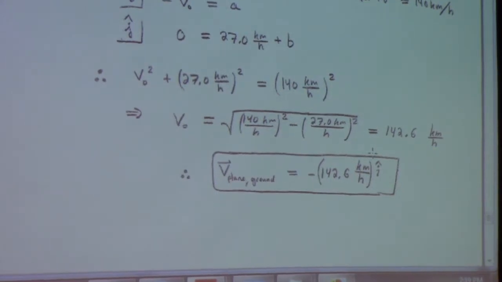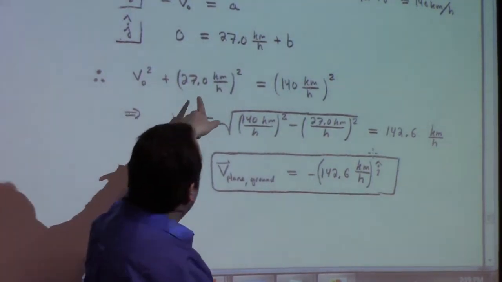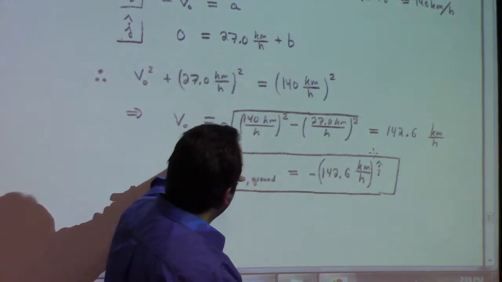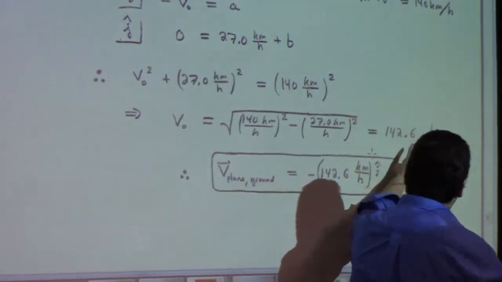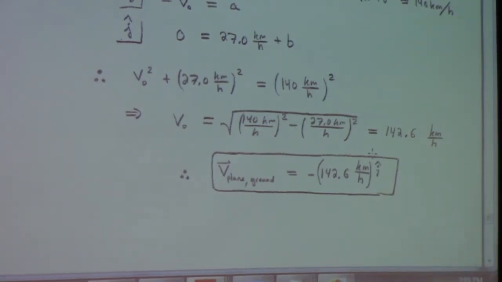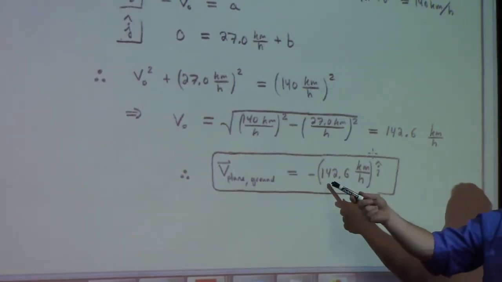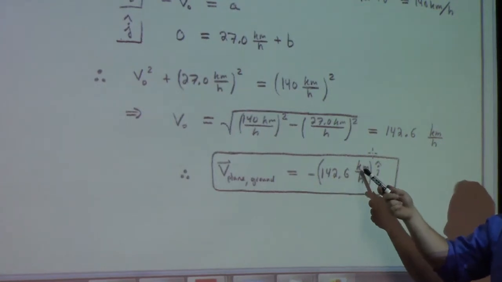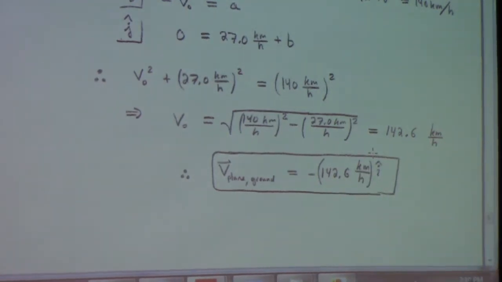So here's that math. I plug this 27 into the speed equation. Out pops 142.6 kilometers per hour. Really plus or minus that? Well, I guess I take the positive number because it's a speed. Duh. So anyway, the velocity of the plane relative to the ground is in fact minus 142.6 kilometers per hour. And if I wanted to, I could go back and figure out the direction of the plane relative to the wind also, but I wasn't asked it, so I didn't bother.